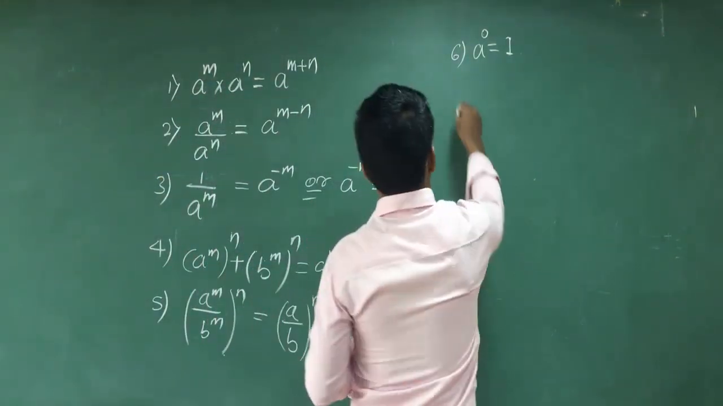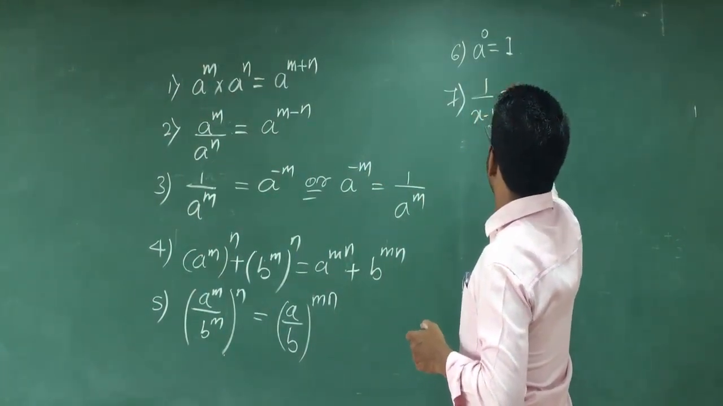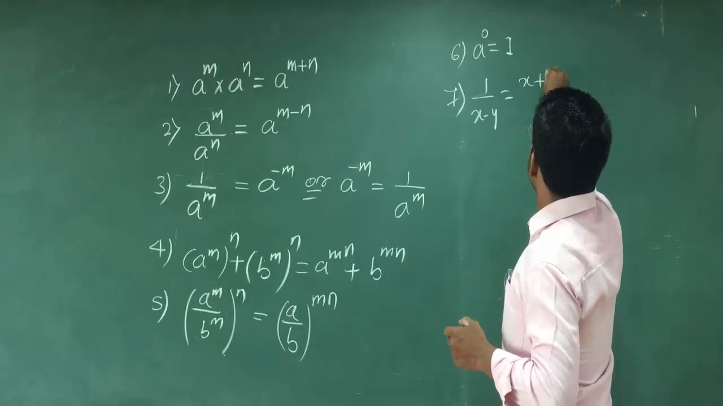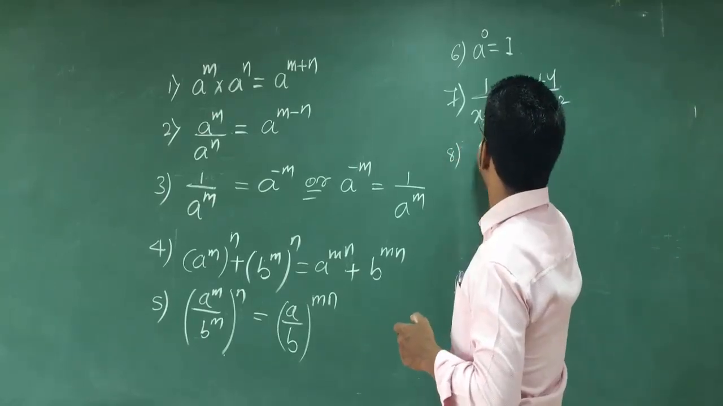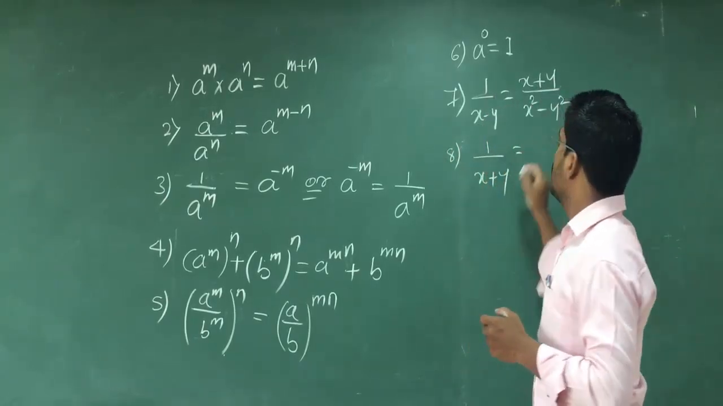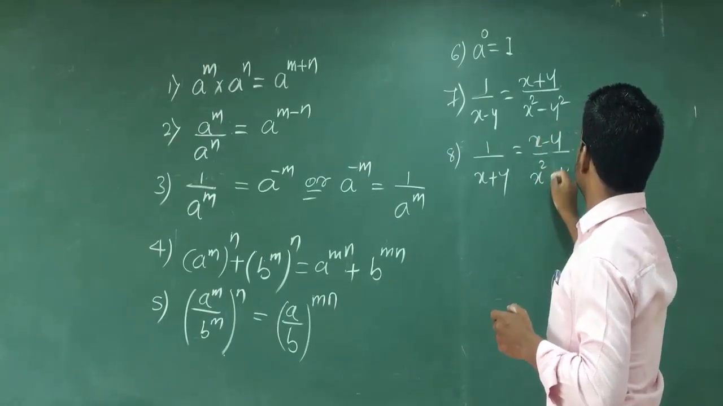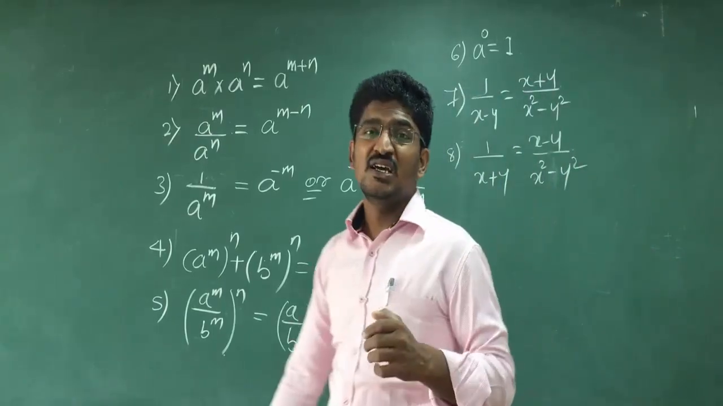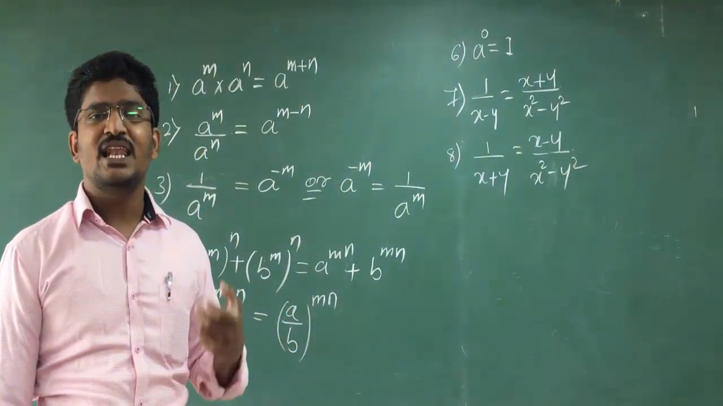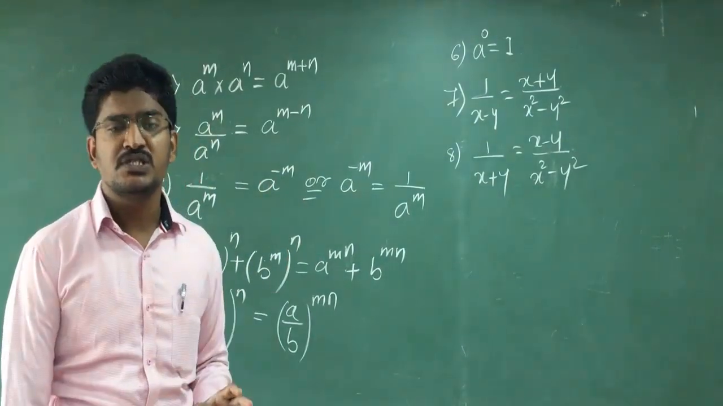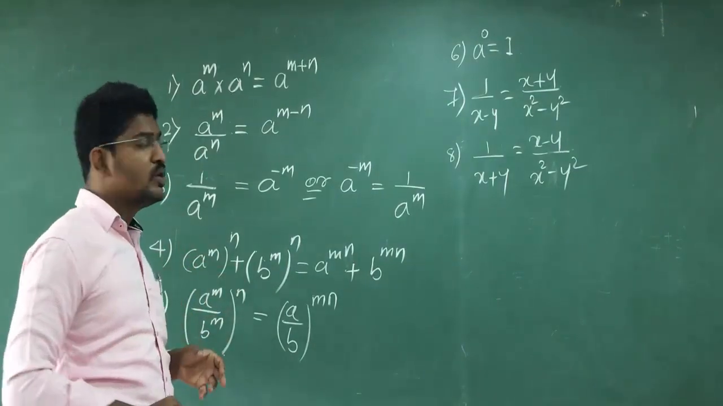From the rationalization, some rationalization I have discussed, that is, if you have 1 by x minus y, you can write it as x plus y divided by x square minus y square. Suppose if you have 1 divided by x plus y, you can write it as x minus y divided by x square minus y square. These things you just remember as formulas, or you go through my videos for detailed discussion of all these 8 terms. Clear? So these 8 terms must be perfect for you before you come to the next class.